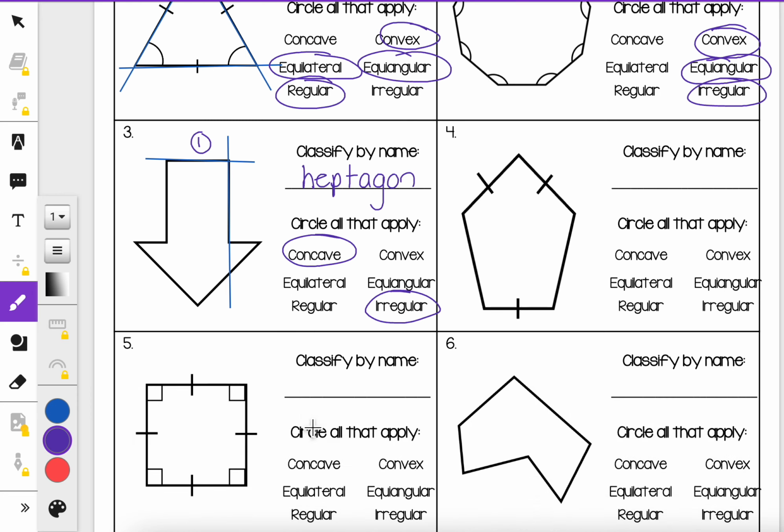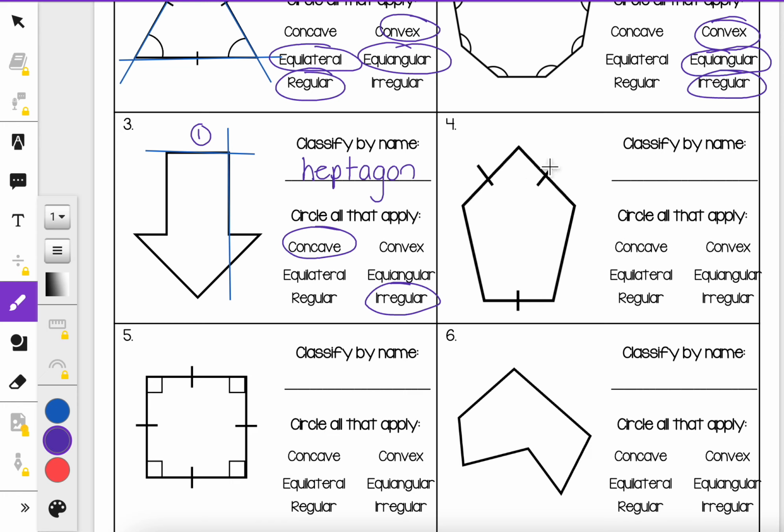Okay. Number 4, we have 1, 2, 3, 4, 5 sides. So this is a pentagon. I extend my sides. None of them are going to intersect inside the pentagon, so this is convex. And I don't have any markings that would tell me this is equilateral or equiangular, so this is irregular.